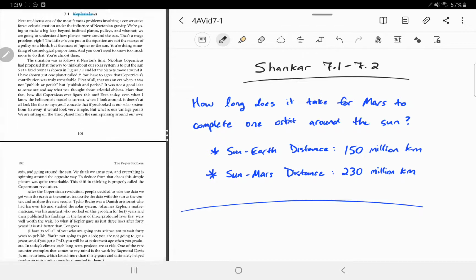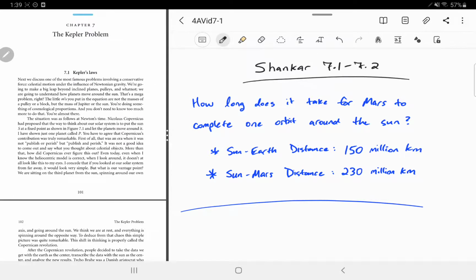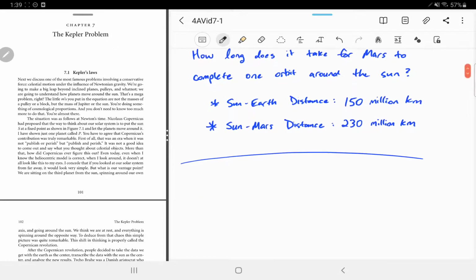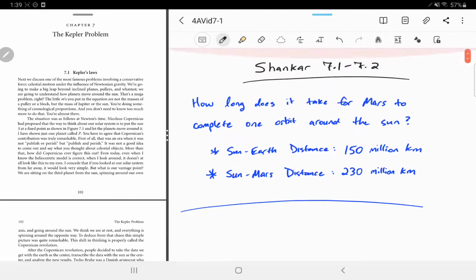Okay, so your book quickly sums up where the world was when Kepler came along. So briefly summing that up, Kepler was around before Newton. We'll get to Newton by the end of this video. Newton's three laws and all that hadn't existed yet.